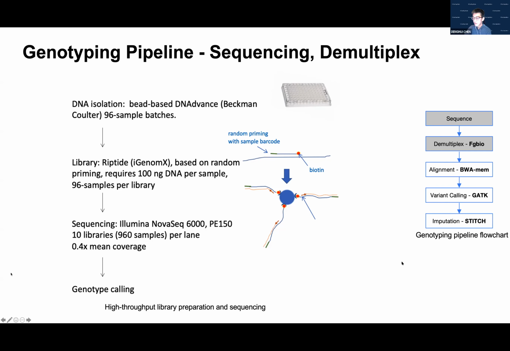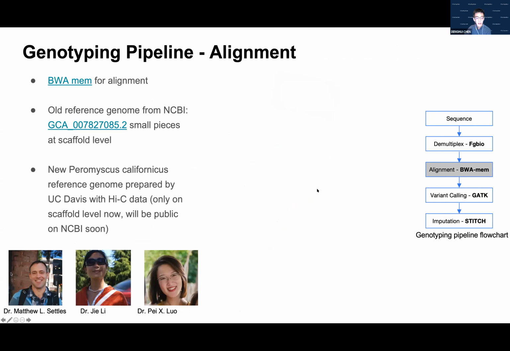The second step is the alignment. For alignment, we use BWA-MEM, which is a really general step. For the reference genome, we did have some issues, because the currently available reference genome from NCBI is only assembled at scaffold level. It's constructed from many different small pieces and is not assembled to chromosome level, so it was not perfect for our needs.